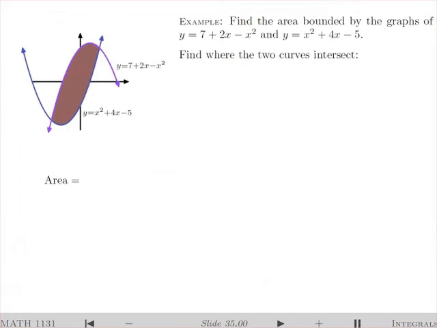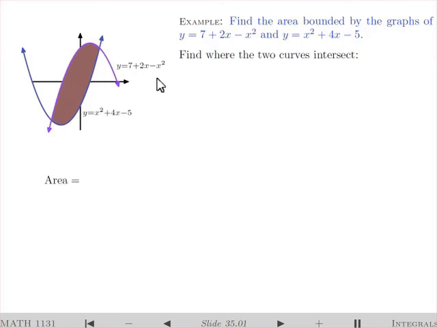Let's do one more example, this time the area between graphs of two functions, namely 7 plus 2x minus x squared and x squared plus 4x minus 5. If you draw the graphs, they are both parabolas. We get a picture like this. The two parabolas intersect at 2 points, and the only region whose boundaries consist of only these two parabolas is the region in between them, this portion.